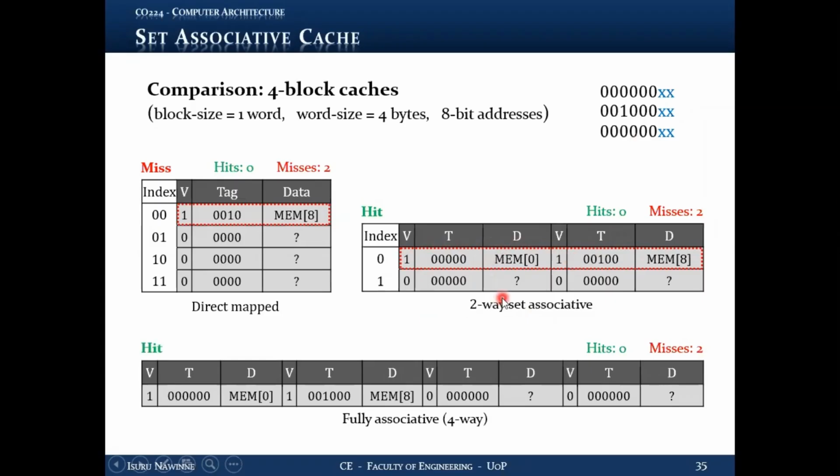Then the four-way set associative cache will have a hit because you can get a tag match in this way.